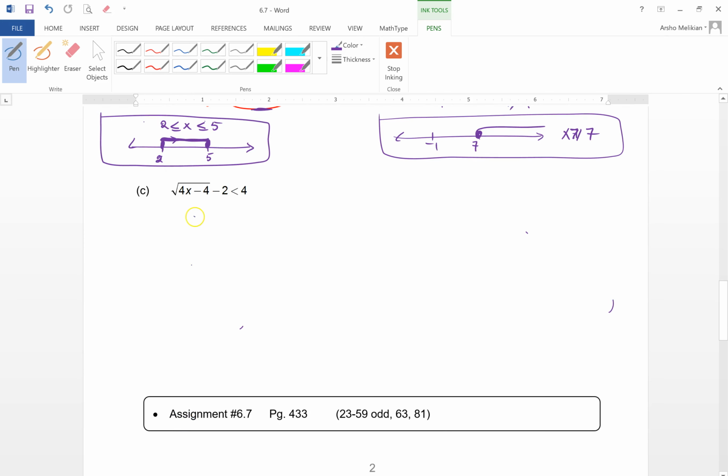Last one. So the square root of 4x minus 4 is less than 6. When I square both sides, 4x minus 4 is less than 36. So x is less than 10. Oh, and I forgot to do the first part. So 4x minus 4 has to be greater than or equal to 0, right? Even though this is less than, that has to be greater than or equal to, because I'm okay with having a 0 in the root. Okay? So x is greater than or equal to 1, right?